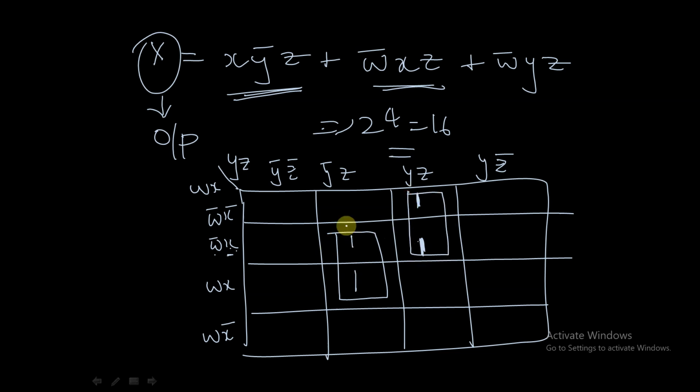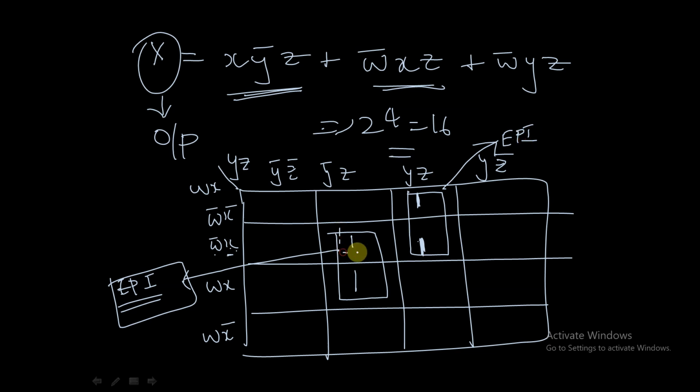Okay, now these two are essential prime implicants. About essential prime implicants we have discussed in our previous sessions: what is meant by essential prime implicants and what is meant by prime implicants. So these two are my essential prime implicants. Now if I group these two, then it is a redundant prime implicant. This grouping is not necessary. It is a redundant prime implicant.